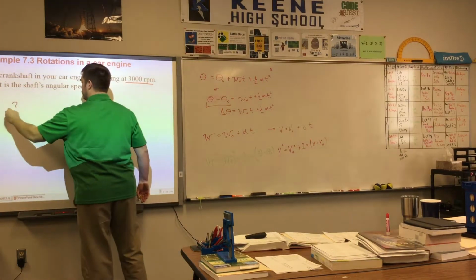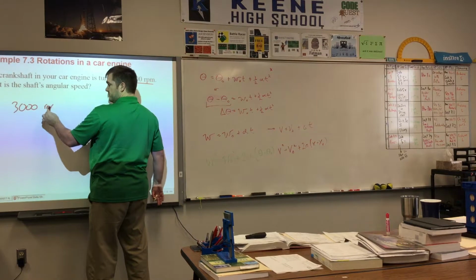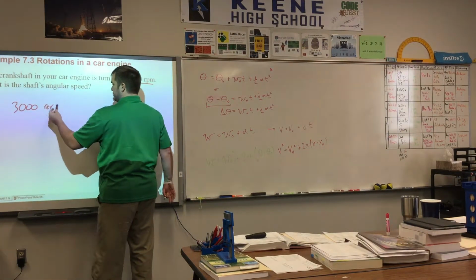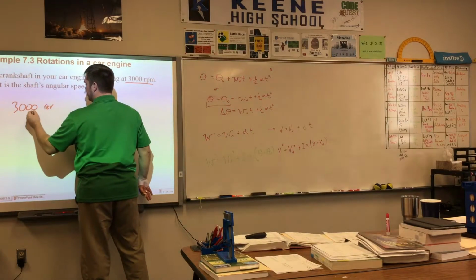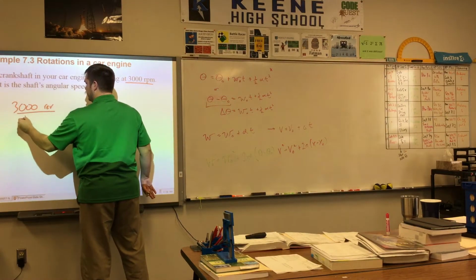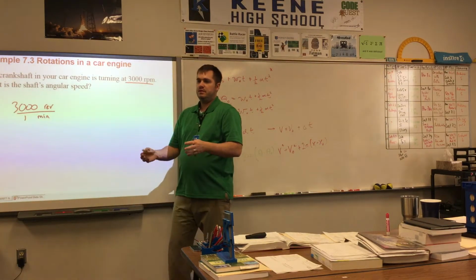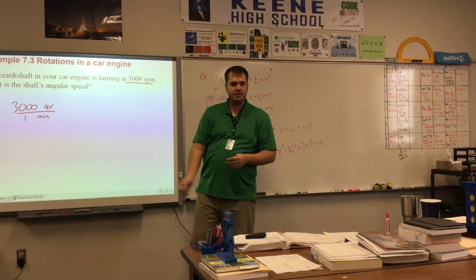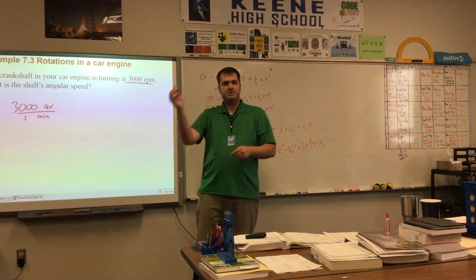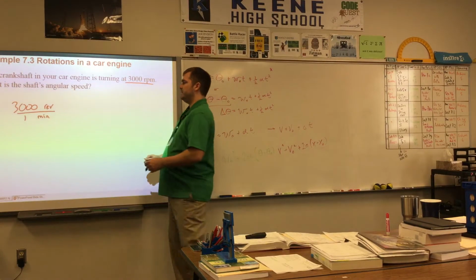3,000 RPM means revolutions, or rotations, I don't know what you're gonna call it, they're both the same thing, per 1 minute. Now, we could be real technical. We'd say that is an angular speed, telling us how many revolutions it is in a time period. But it wants it in radians per second.